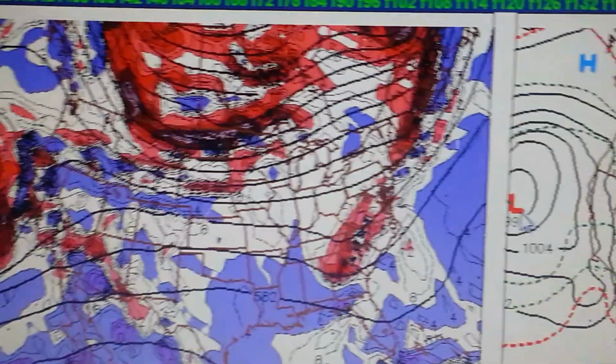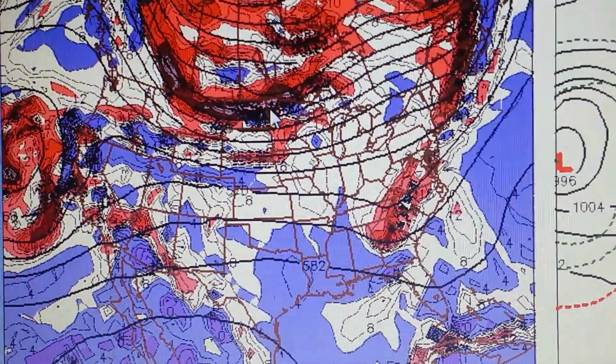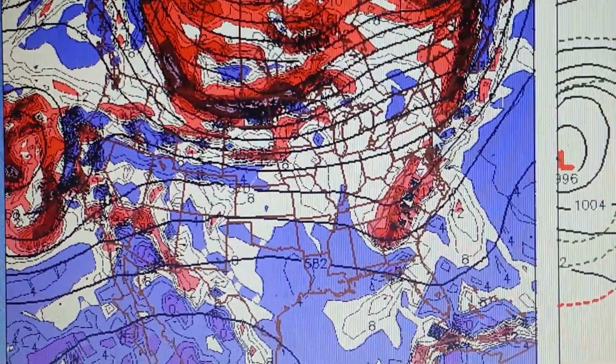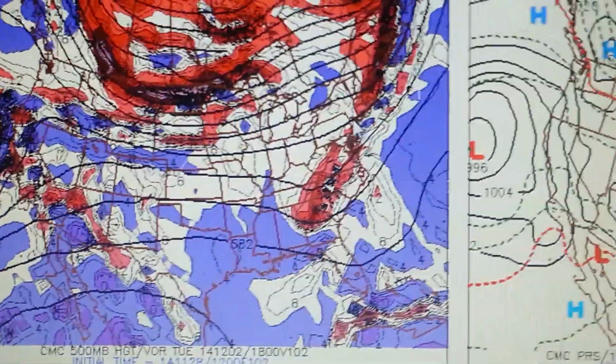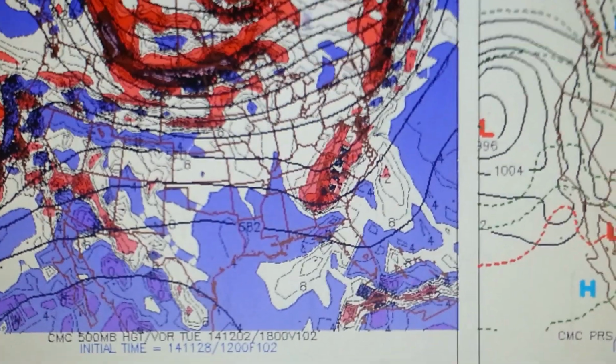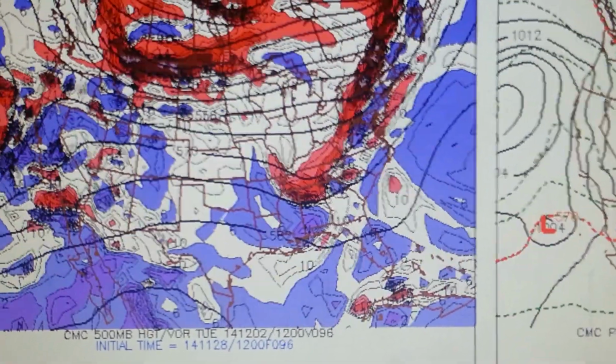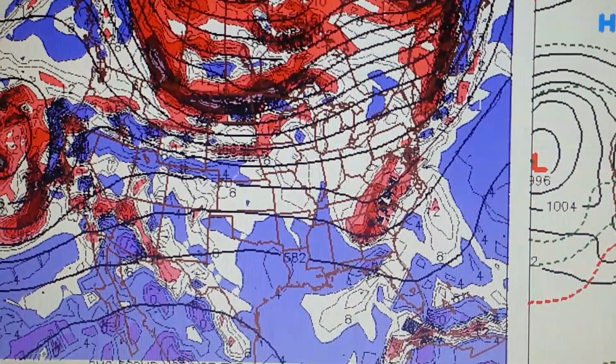Okay, and then the next piece of energy we're watching is this trough out here that will be moving through on Tuesday night into Wednesday. It'll approach Tuesday night and move through on Wednesday. So I believe we were here, okay? So now watch this piece of energy.